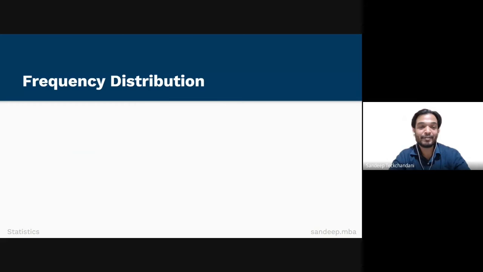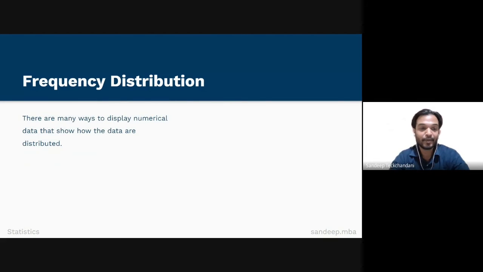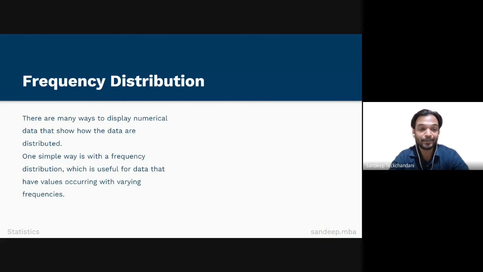In this slide, we will study about frequency distribution. There are many ways to display numerical data that show how the data are distributed. One simple way is with a frequency distribution, which is useful for data that have values occurring with varying frequencies.